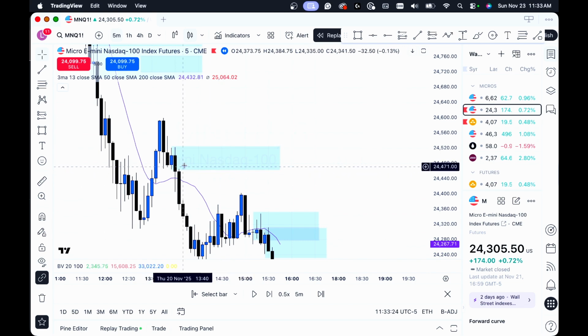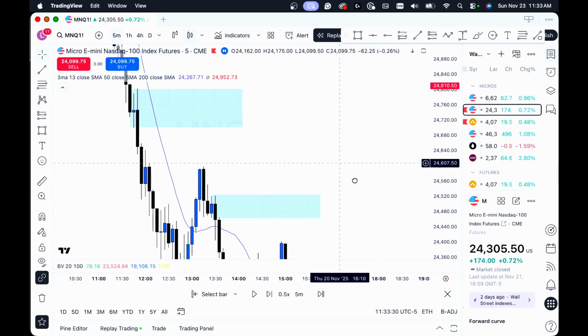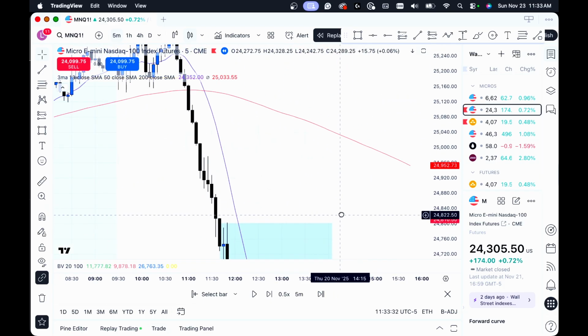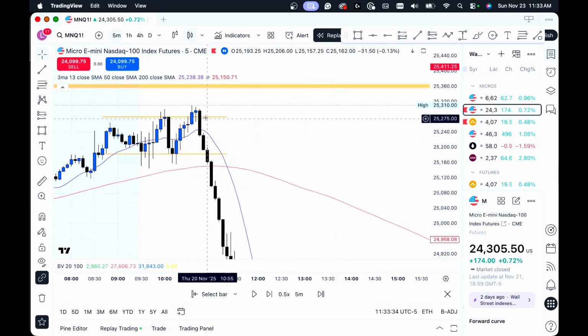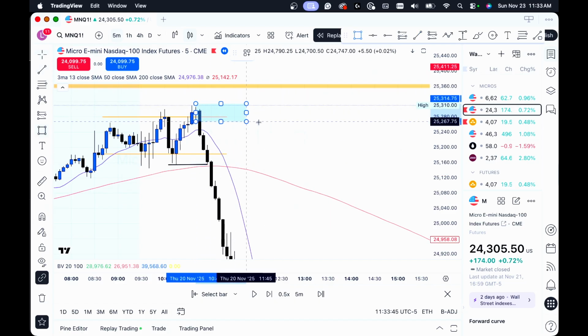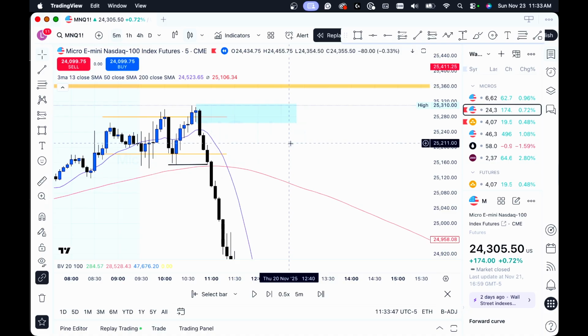See, I got supply here. It broke structure. It broke structure. Supply zone. Let's find the root. Price came down. It broke this structure. Right here. It broke structure. And you form your supply zone. All right.